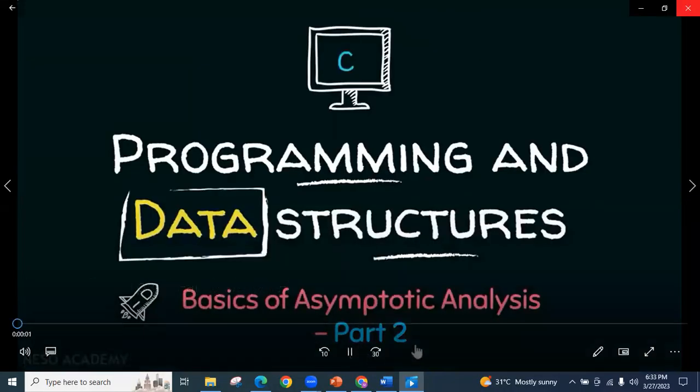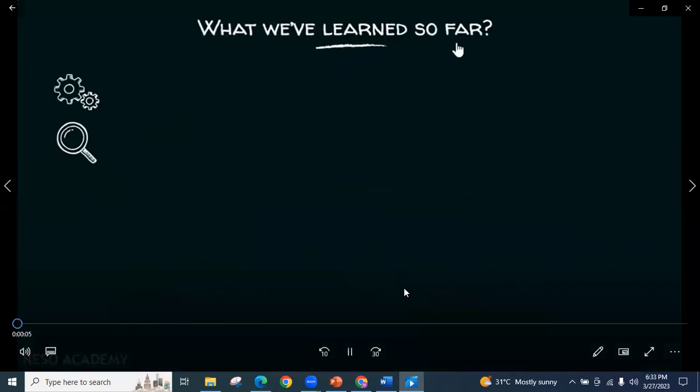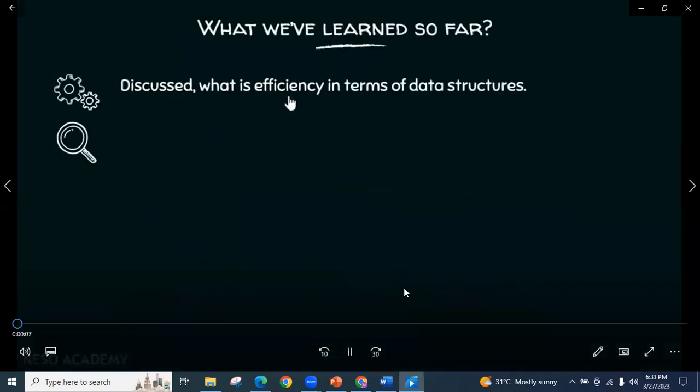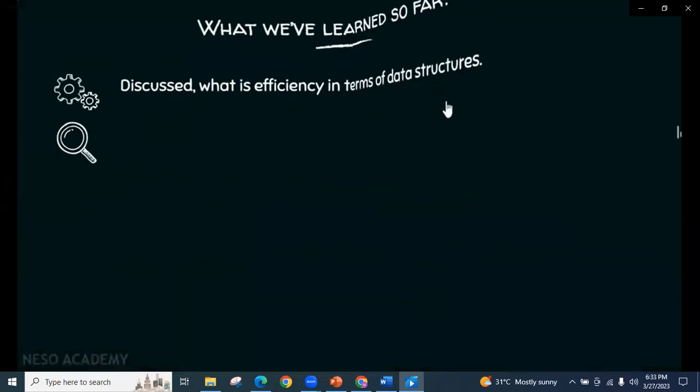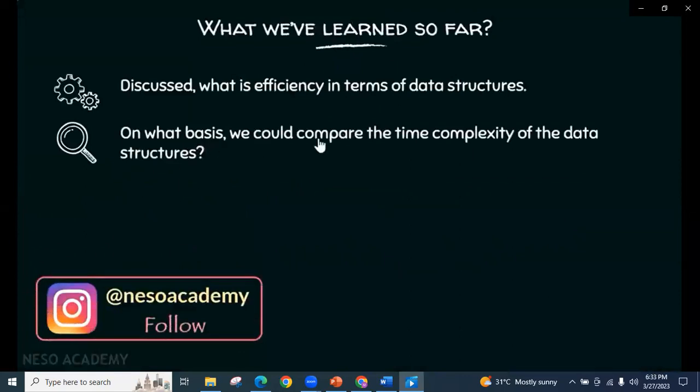Let's discuss part 2 of the basics of asymptotic analysis. What have we learned so far? We have discussed what efficiency means in terms of data structures. Apart from this, we learned on what basis we can compare the time complexity of data structures: on the basis of operations performed on them, we can compare their time complexity.